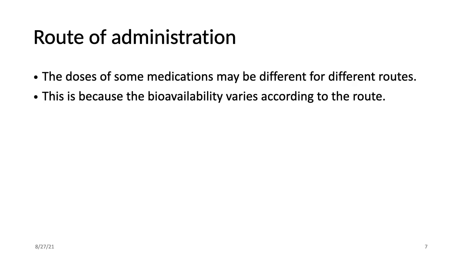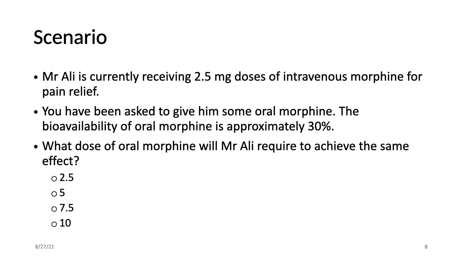The dose of some medications may be different for different routes. This is because bioavailability varies according to the route of administration. Ali is currently receiving 2.5 milligrams of intravenous morphine for pain relief, and then he becomes more stable and you are trying to switch him to oral medication. The bioavailability of oral morphine is 30% of the intravenous dose, so 2.5 will then equal 7.5 milligrams. So when we are switching from oral to IV or from IV to oral, we have to consider the bioavailability of the medication.